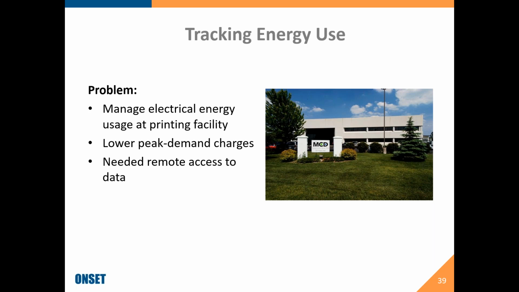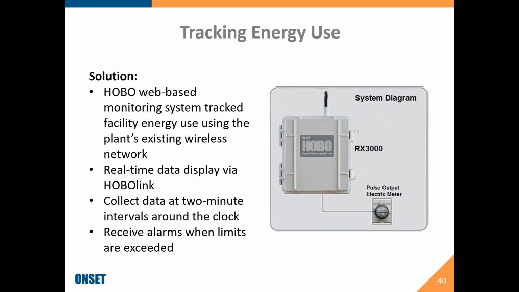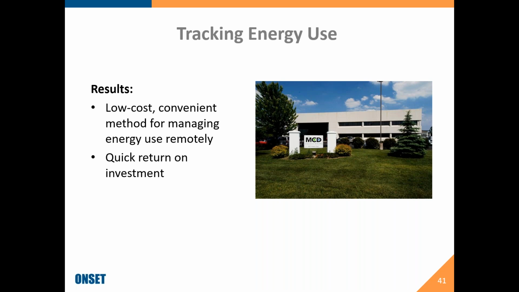The solution to finding out what was going on with the machines in the building and the HVAC system was that it was able to collect data every 2 minutes and send alarms. We're showing an RX3000 connected to a pulse meter, which typically could be measuring kilowatt hours, for example. After monitoring this for a period of time, they could see that machines were being run during peak hours, and they could readjust their schedule and save money on this investment.